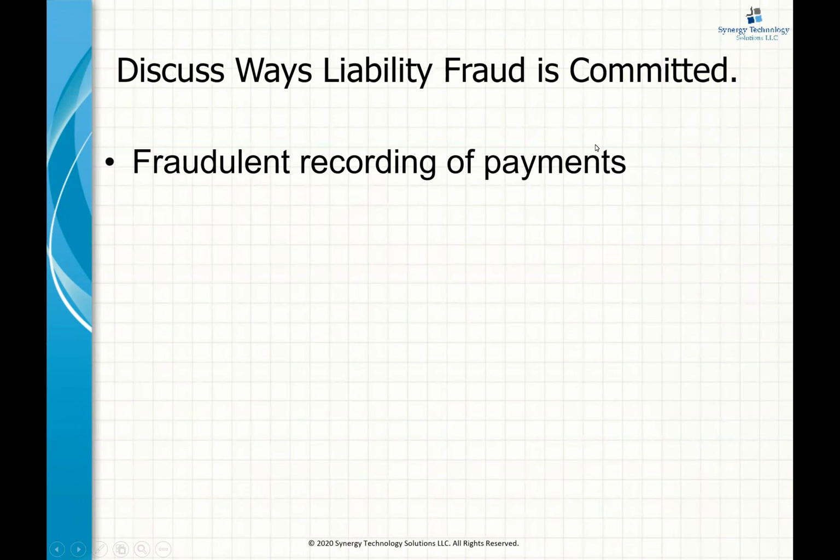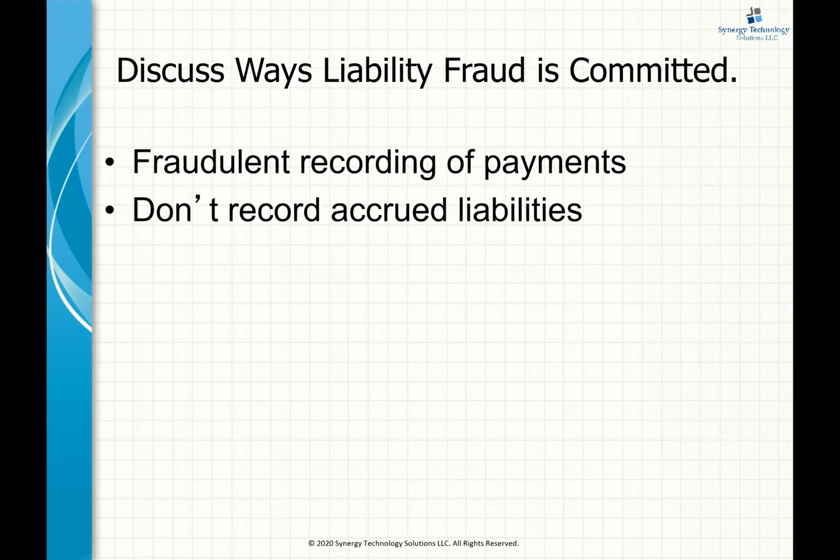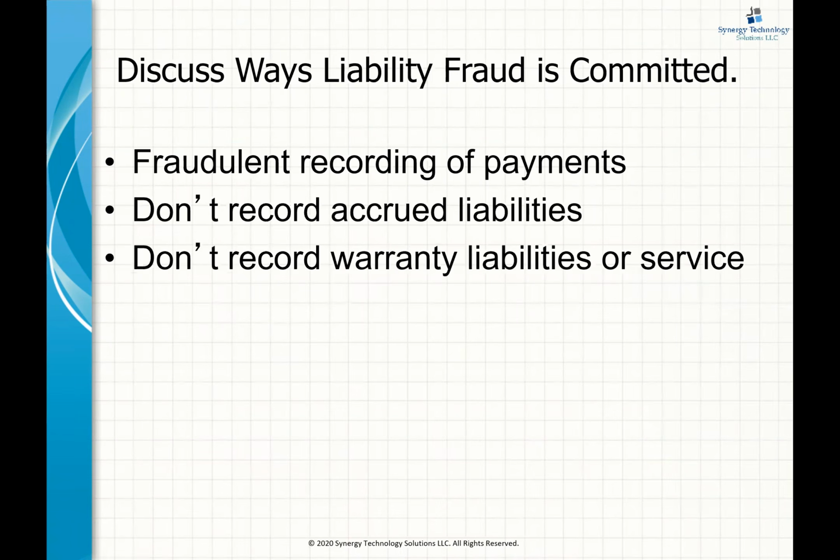Now, how the liability is first committed. One is fraudulent recording of payment. Don't record accrued liabilities, or you manipulate it, because accrued liabilities is based on estimate. So when you're doing an estimate, you can manipulate your estimate. And that's where the auditors come in. They will try to understand why the numbers are changing. What was the change in the estimate?